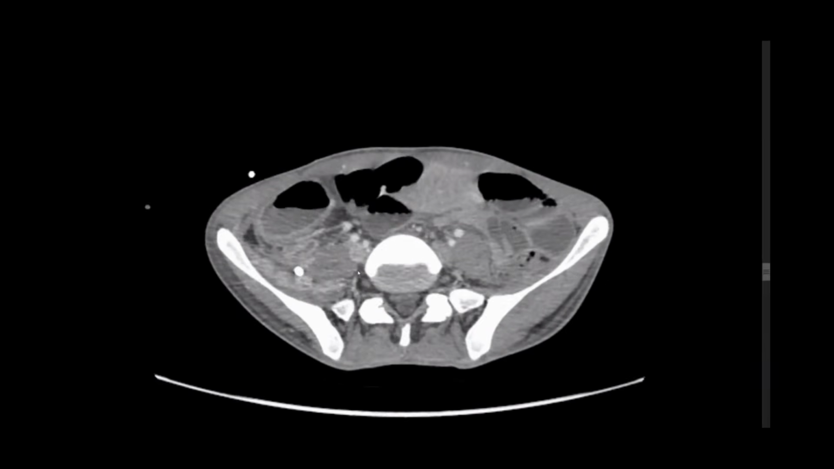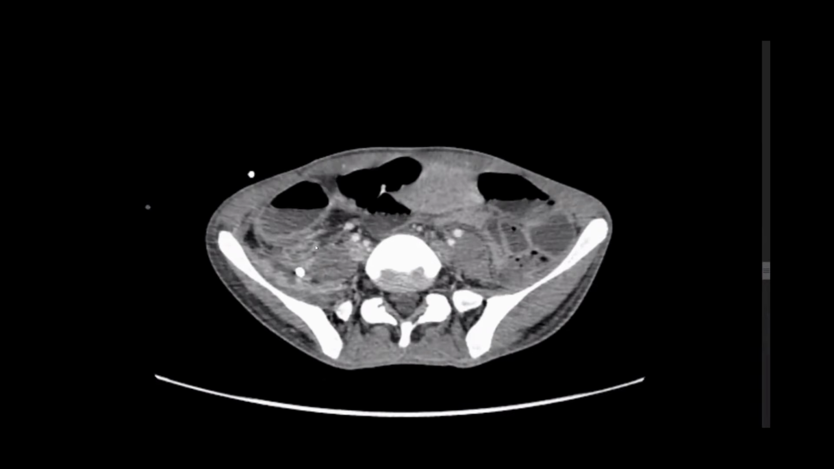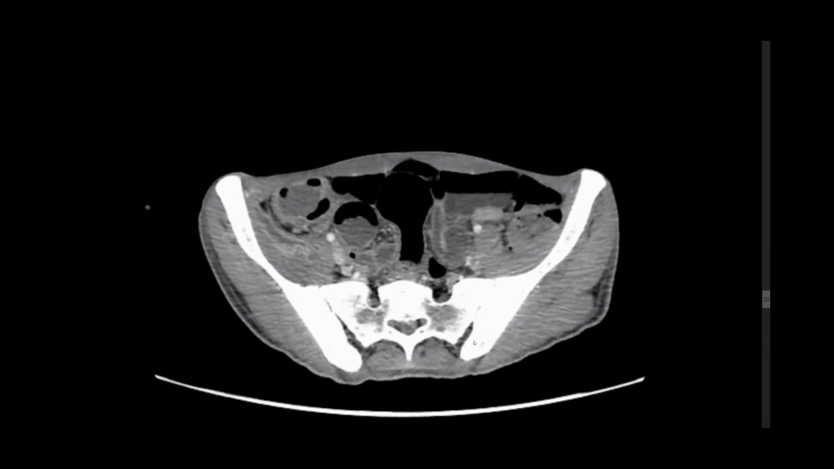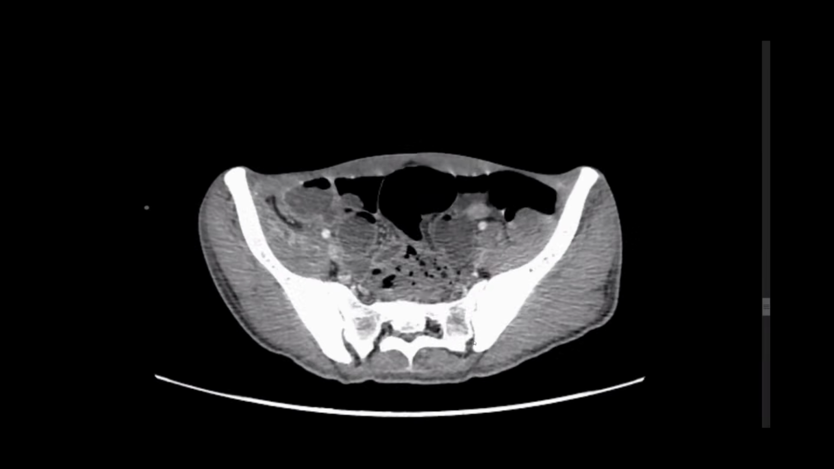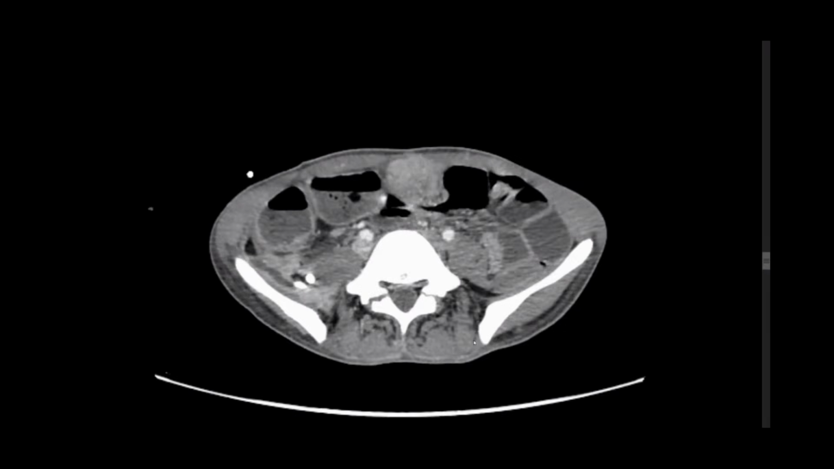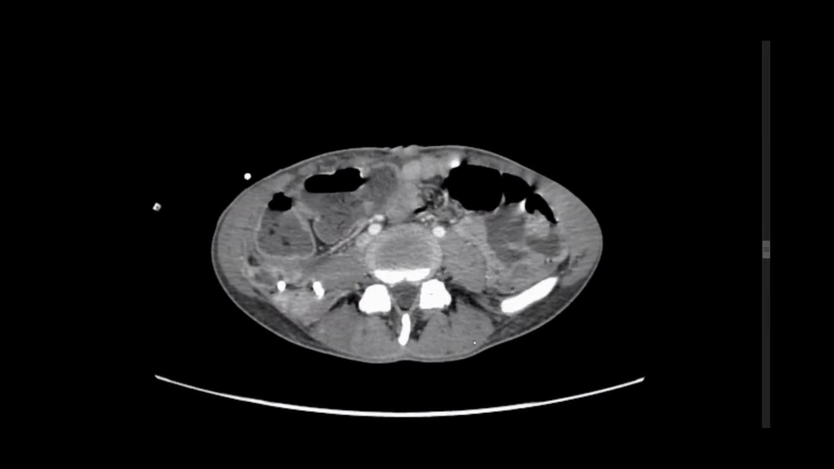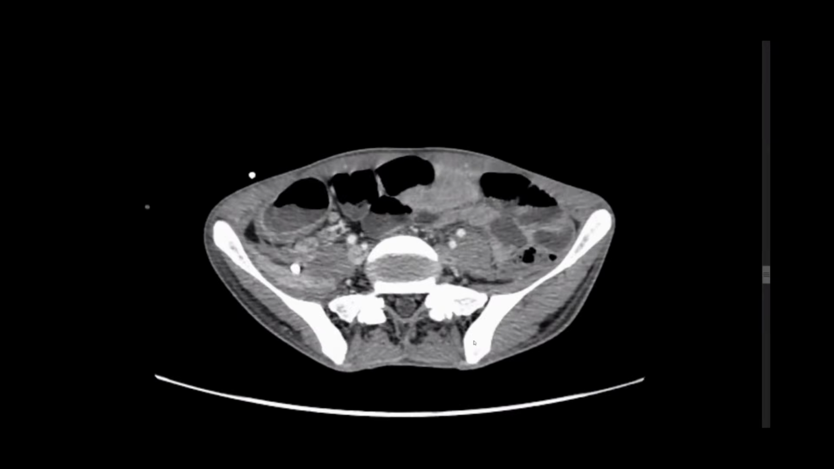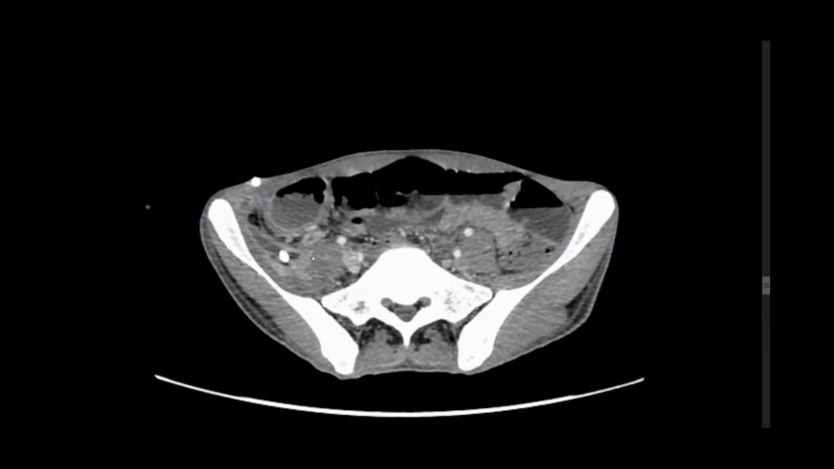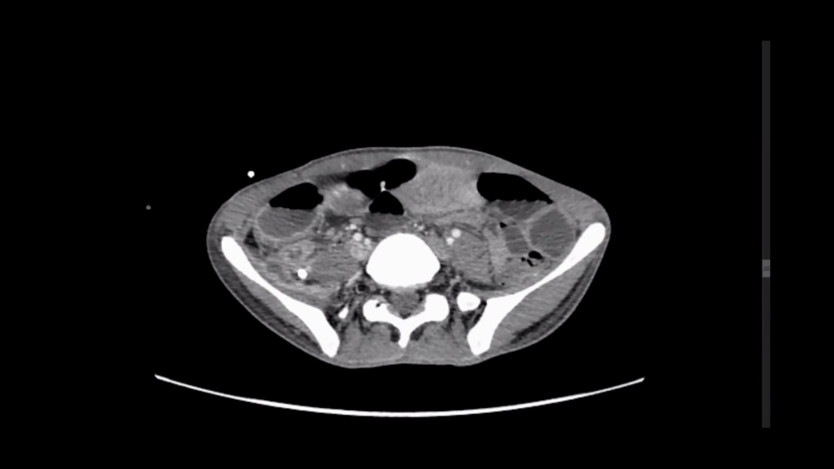But I would like to ask you straightforwardly, what is this structure? What do you think? This one. So I would like to scroll it. This is the appendix. It is continuous with the cecum. It is appendicitis. Yes, it's an appendicular inflammatory process, a severe inflammatory process involving the appendix.